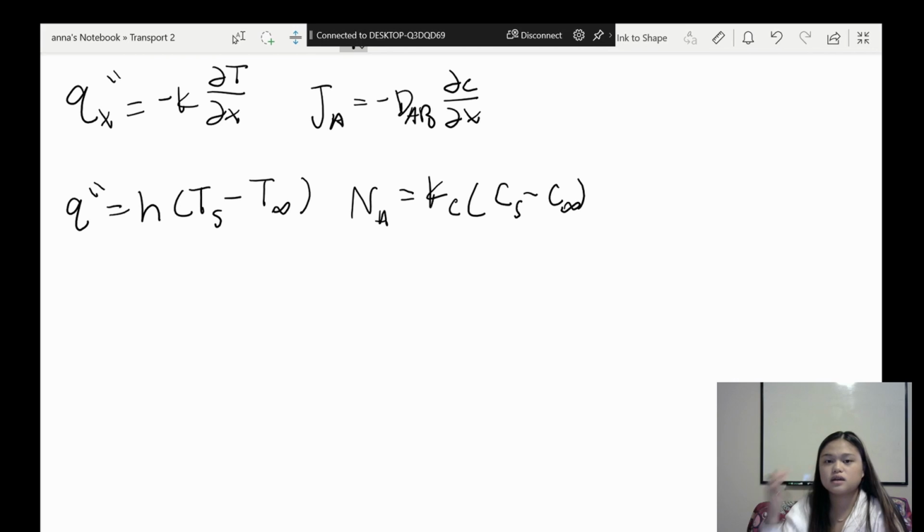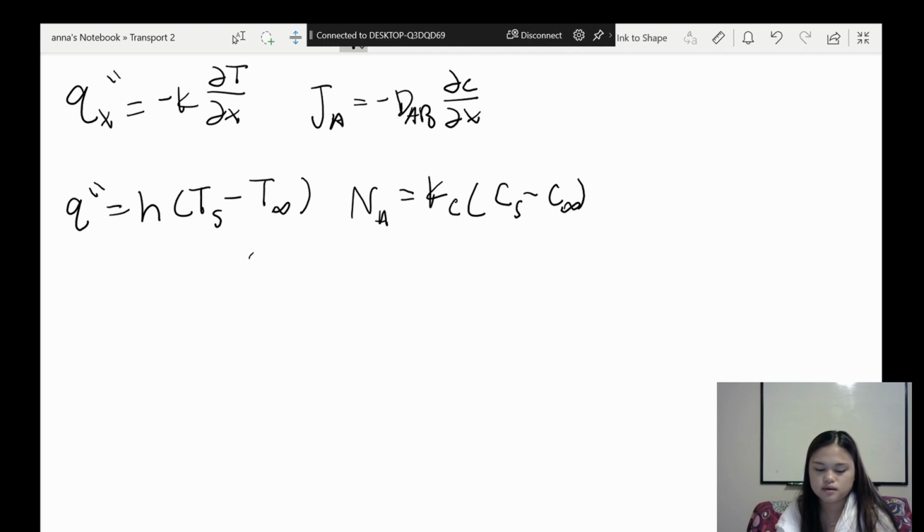So now we can see that there are some parallels. The structure of these equations is very similar. Looking at the conductive one, we have this negative coefficient in front, followed by a gradient, this one in relation to temperature, and this one in relation to concentration. But looking over here at the convective, there's a coefficient in front again, and then followed by a difference. So in this case temperature, and in this case concentration.